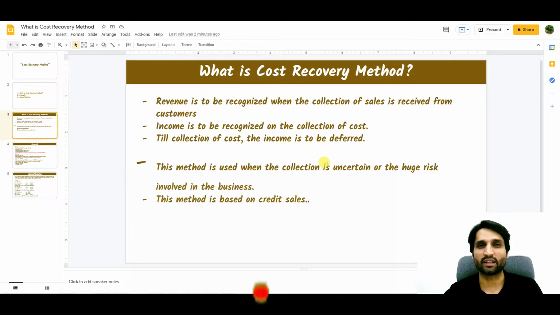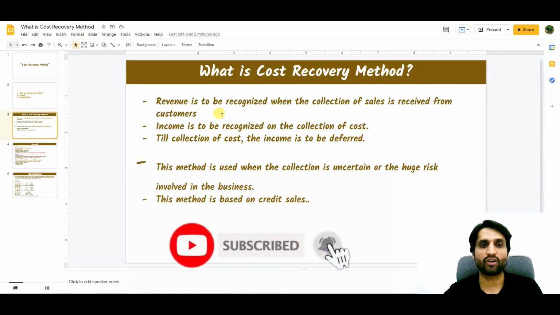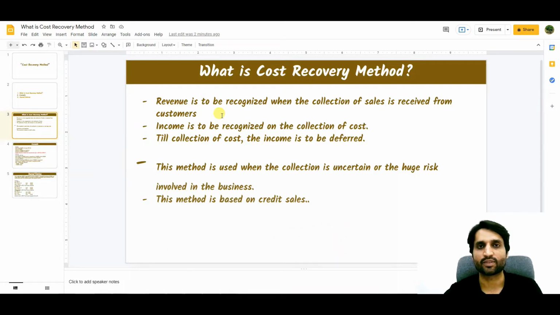What is the cost recovery method? In this method, revenue is recognized when the collection of sales is received from the customer. Suppose we have made a sale to a customer on credit basis, we cannot recognize our sales until we receive the money from our client. Similarly, income is recognized on the collection of cost. The cost which we have incurred on the sales, we cannot recognize until we receive the money from our client. So till collection of the cost, the income is deferred.